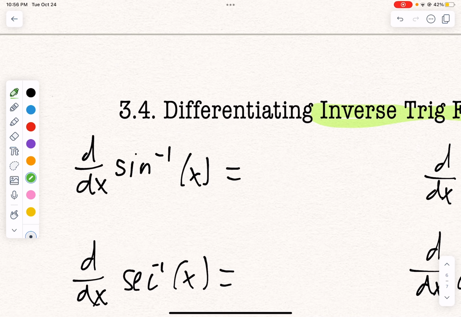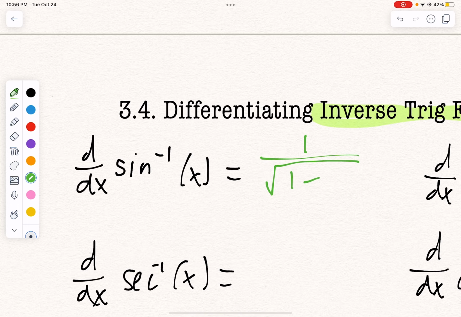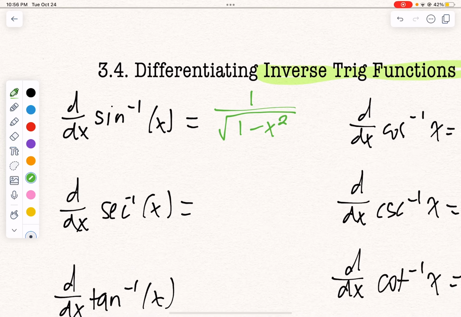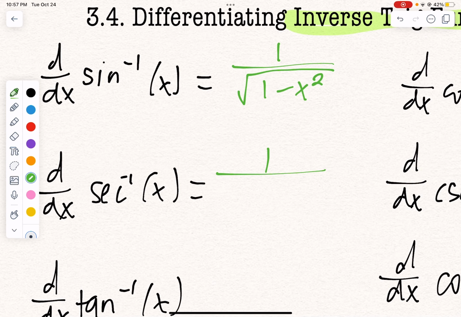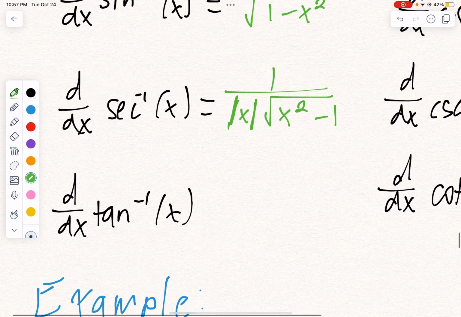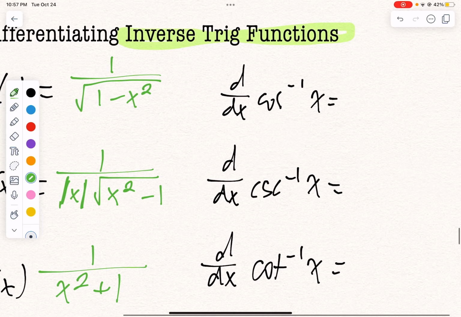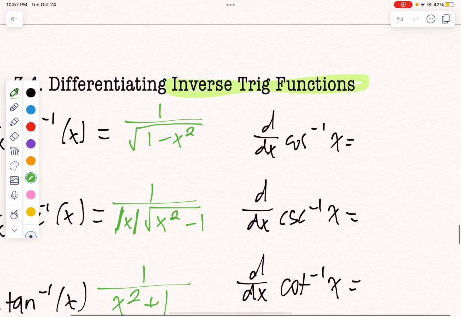There's no escaping it. So the derivative of the inverse of sine is going to be 1 over the square root of 1 minus x squared. The derivative of the inverse of secant is going to be 1 over the absolute value of x times the square root of x squared minus 1. Inverse of tan is going to be 1 over x squared plus 1.